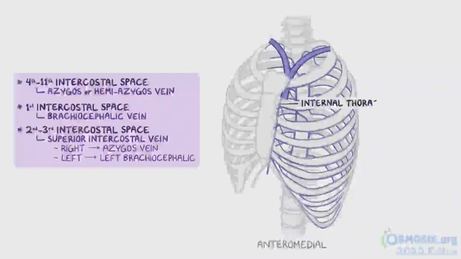The internal thoracic veins are the companion veins of the internal thoracic arteries. And one last quiz before the recap. Can you label the arteries in this picture?